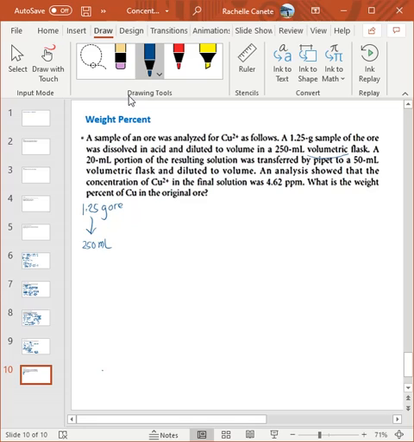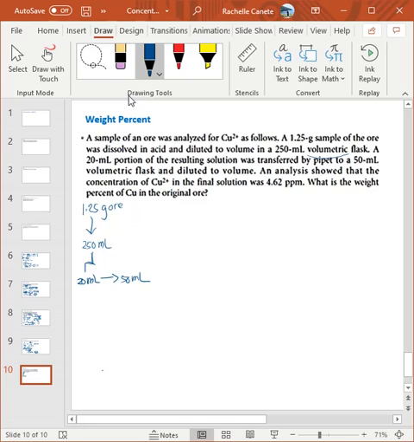And then, from the 250 ml, he took 20 ml as an aliquot, or portion. Aliquot just means a portion of the resulting solution. So from the 250 ml, he took 20 ml and transferred it into a 50 ml volumetric flask. So he diluted it again to 50 ml. That means he probably added 30 ml of water until it reached the 50 ml mark of the volumetric flask.